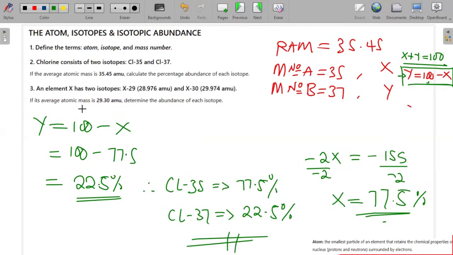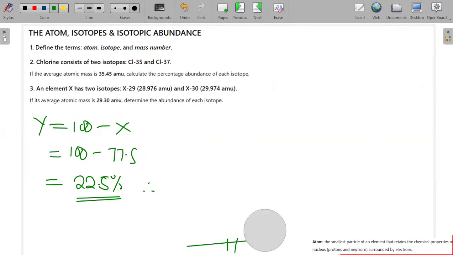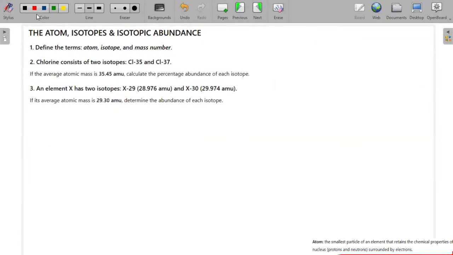So part 3 is the same concept. We're just solidifying whatever we have learned on question 2 with question 3. So in question 3 now, they're saying an element X has 2 isotopes. There is this X29 which has this mass, and there's this X30, which has this mass. So here we've been given the masses, so we are going to use this mass and this mass.